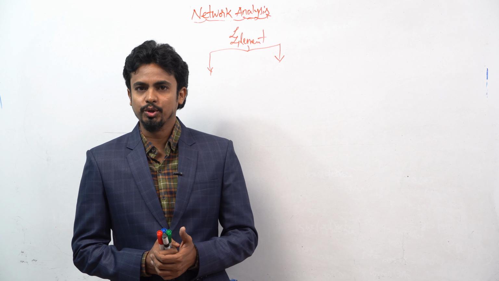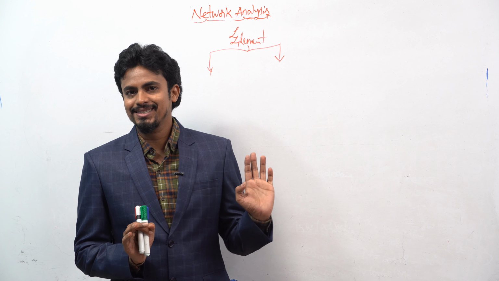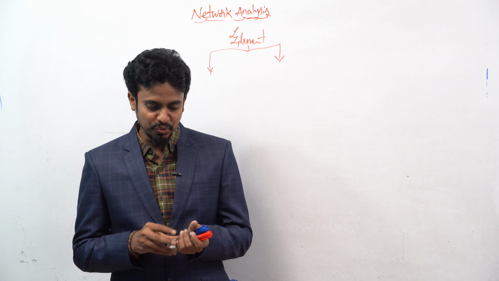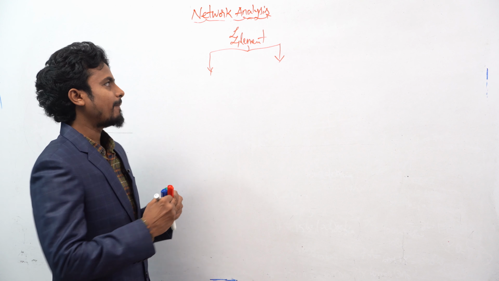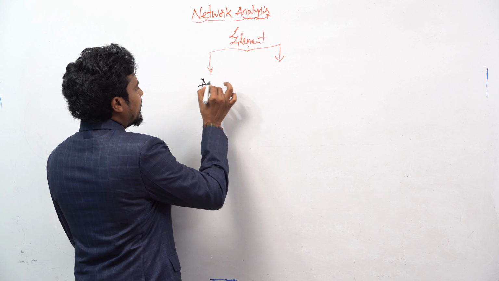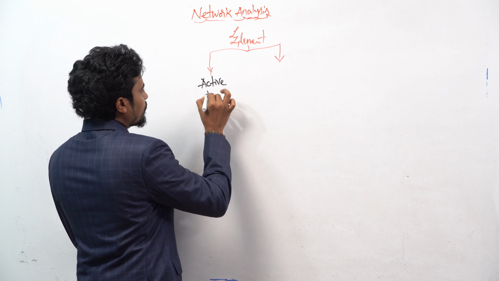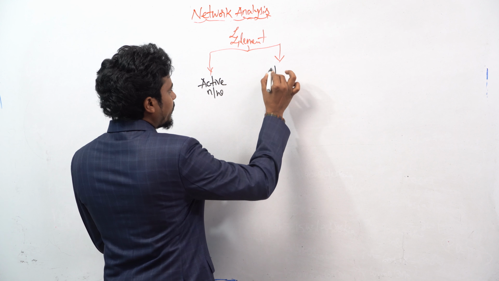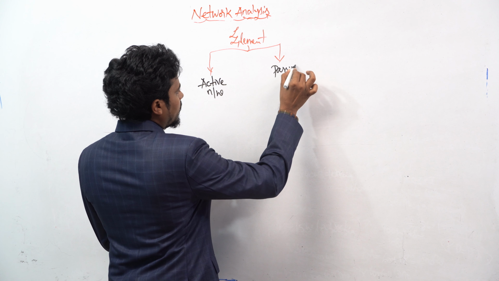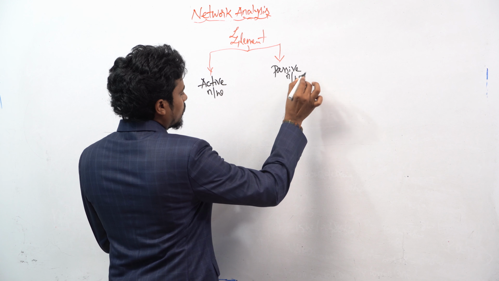Now let's see another important concept, that will be the elements. These elements can be classified into two types. One is the active network and another is the passive network.